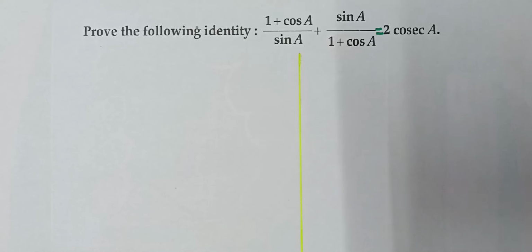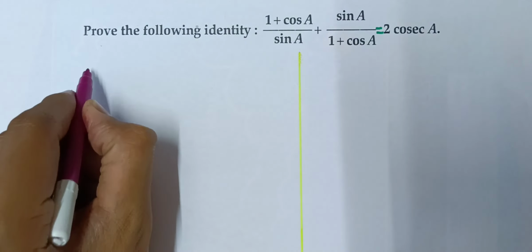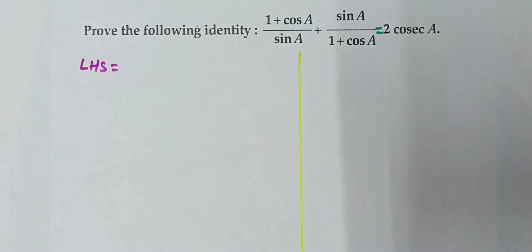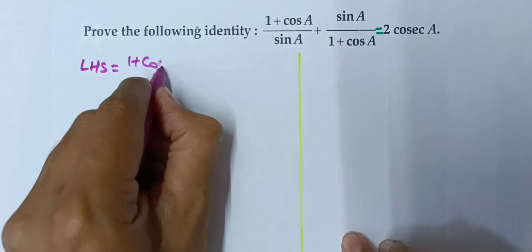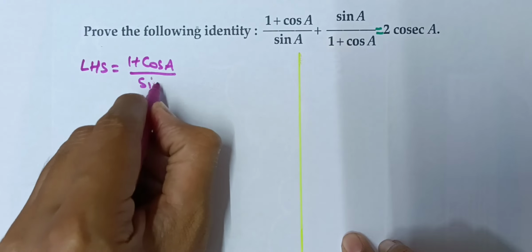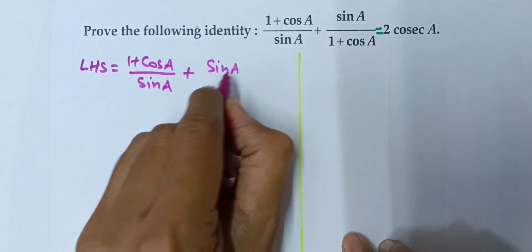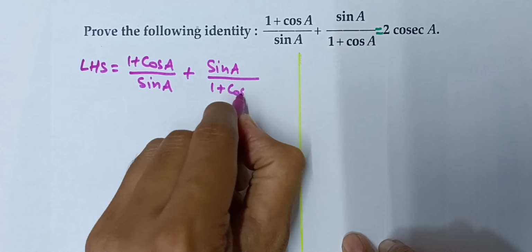Dear students, our next question is (1 + cos A)/sin A + sin A/(1 + cos A) = 2 cosec A. Initially we are starting with the left hand side. That left hand side is (1 + cos A)/sin A + sin A/(1 + cos A).